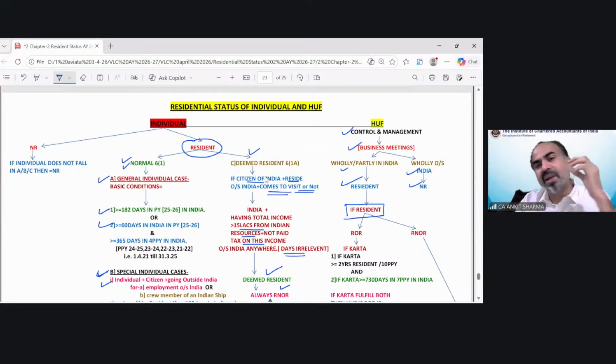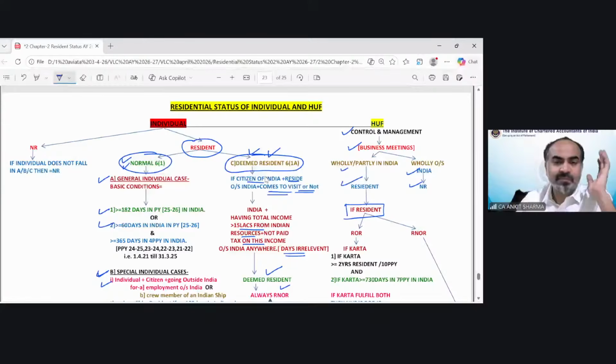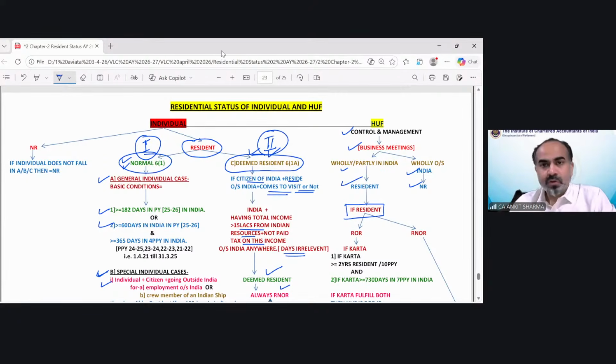So if somebody does not fulfill the normal condition under section 6(1), only then will you check whether he is a deemed resident or not. So deemed resident will not be checked before checking the normal resident case. This needs to be applied first and this would be second. Clear? So moving on to the provision we left, that is HUF status.